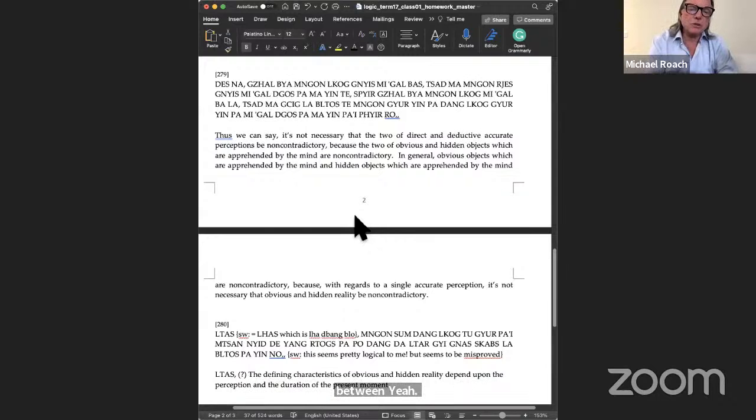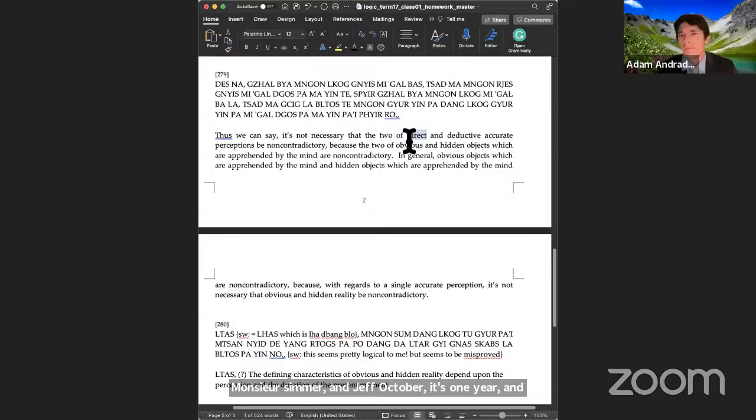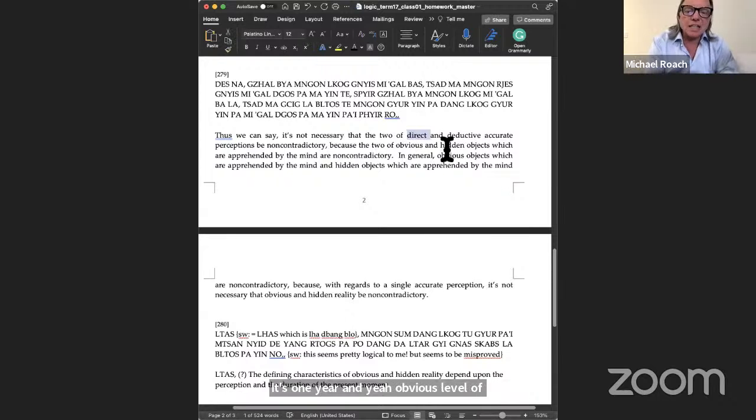So this Munkok here is not Munsum Tsema and Jepak Tsema. It's Mungyur and Kokgyur. Yeah. Obvious level of reality and the hidden.